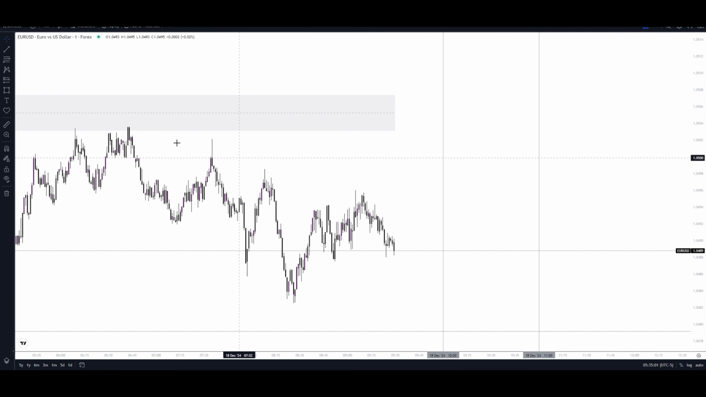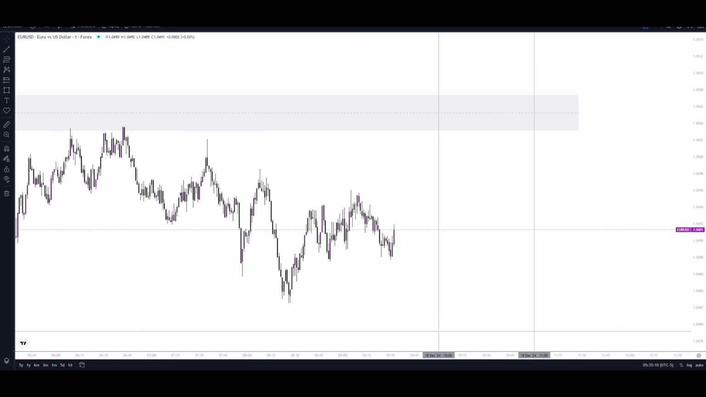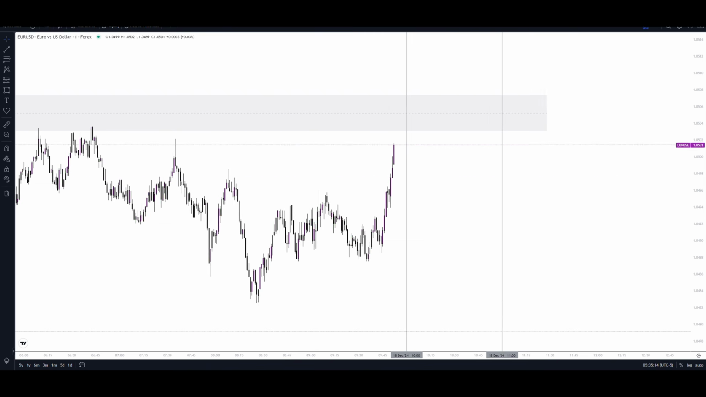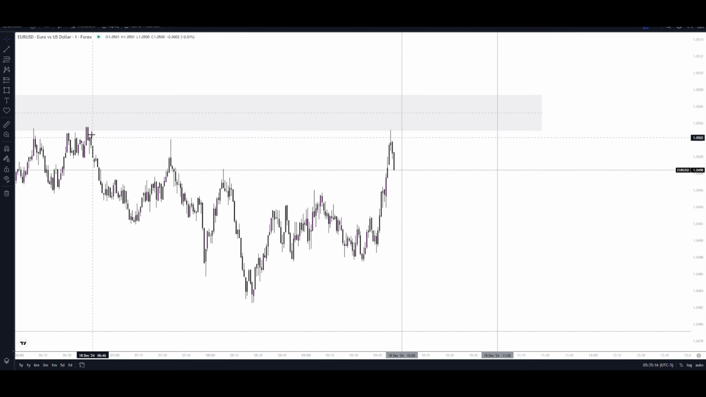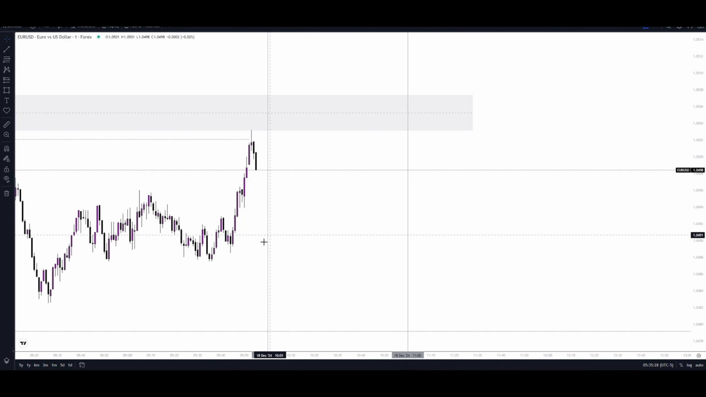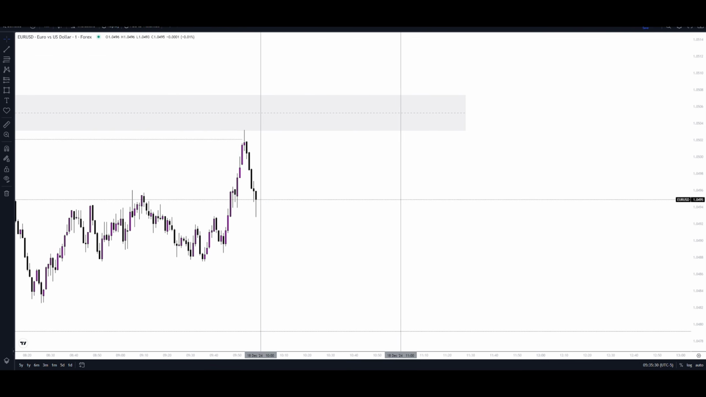So let's see what is going to happen. We have this buy side liquidity, also this buy side liquidity, and also this fair value gap above these highs. Let's see what is going to happen. We have taken out these highs, which is this high right there, took out the buy side liquidity, hitting the fair value gap again, and then we are going lower. Let's see what is going to happen.